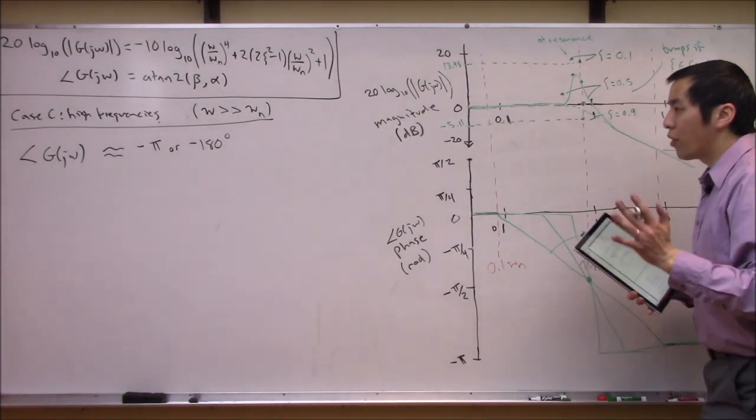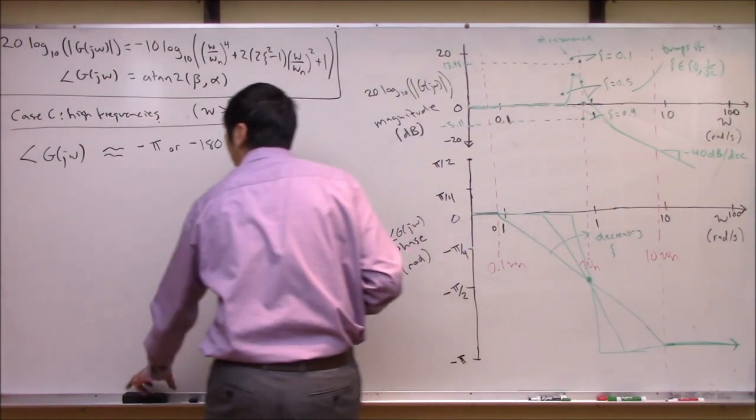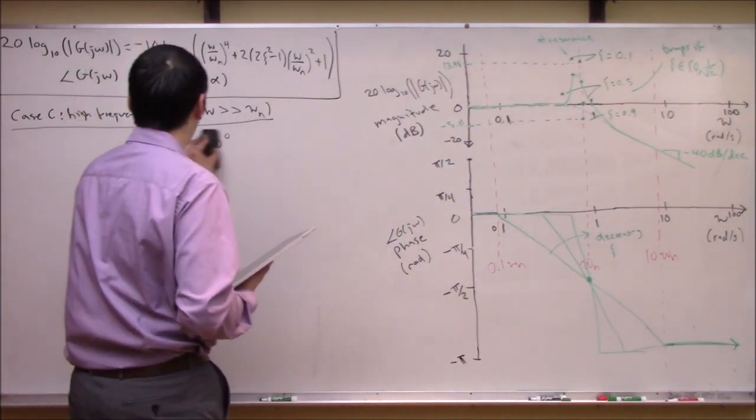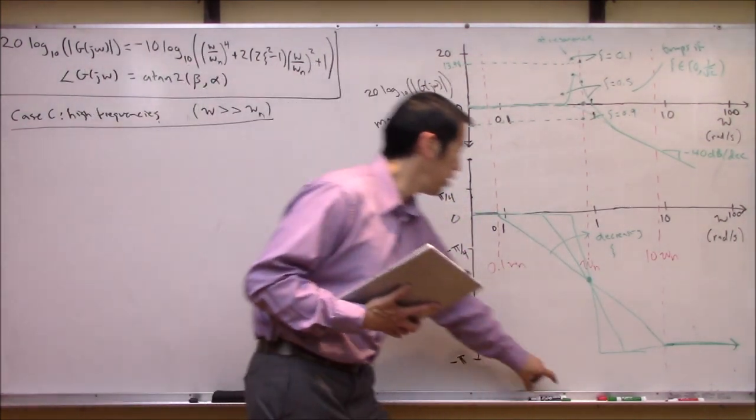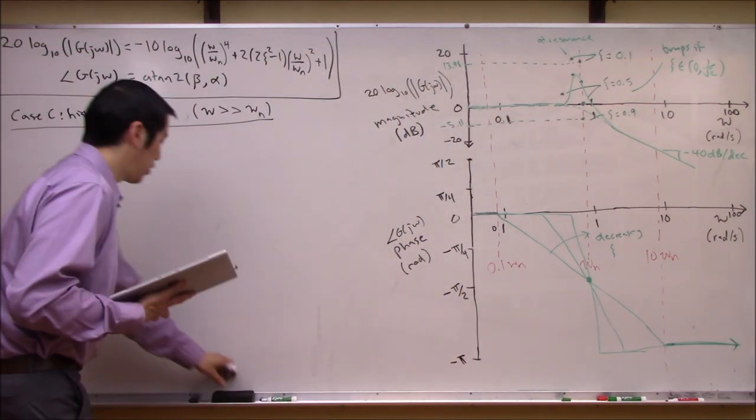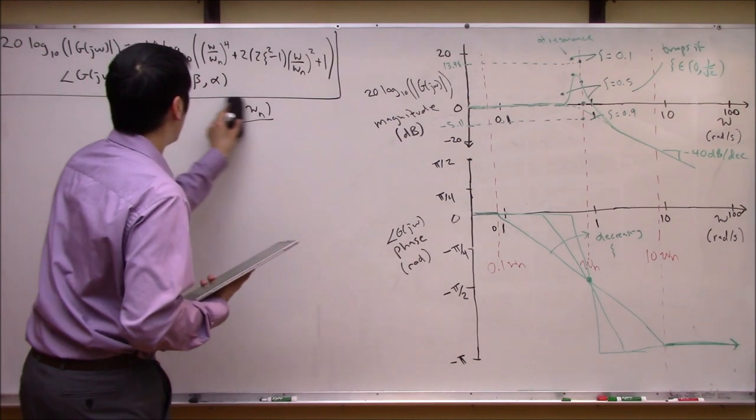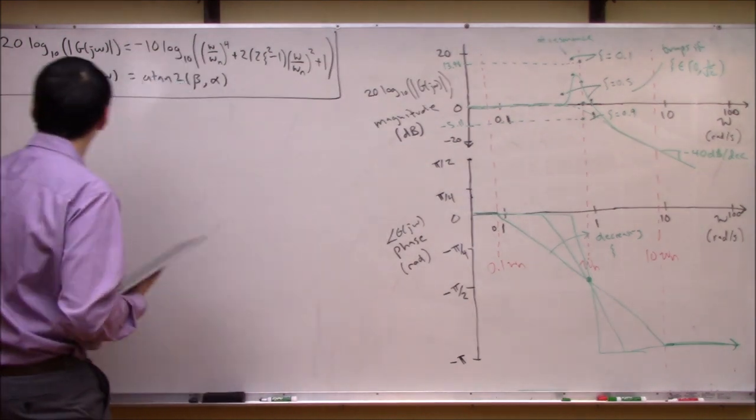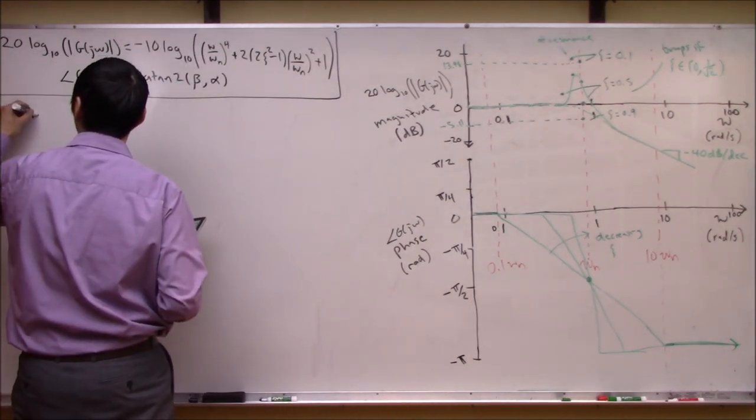Okay, with that being said, I think we can come up with a couple of rules for how to sketch these Bode plots. So how can we do this for our pair of complex conjugate poles? Again, here are our rough sketching rules.